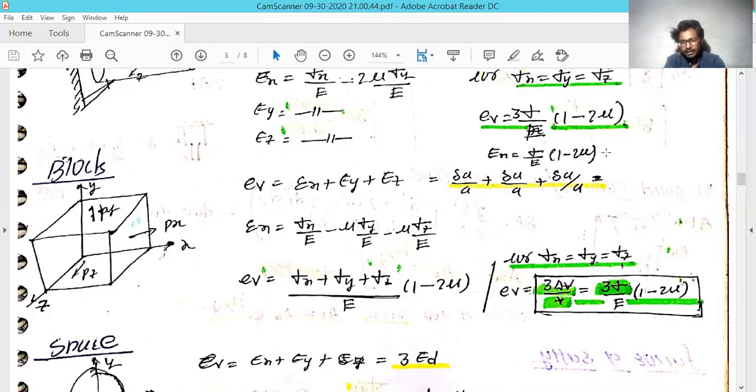So if you put in the same equation, if you want to find the strain in the x direction, it will become the stress divided by E in the x direction, minus twice mu into the stress in the y or z direction divided by E. If you take out these two values, it will reduce to the form of the stress divided by the modulus of elasticity, into (1 minus twice Poisson's ratio). The same formula you have to put into the volumetric strain, and the equation will become three times the formula. This is how you find the stress and strain for the block.